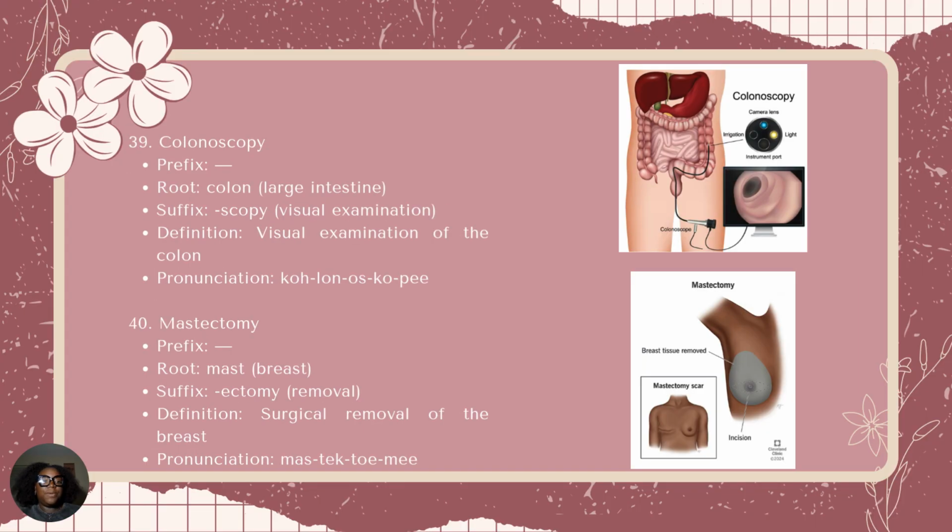And then we have a gastrectomy, which is a surgical removal of the stomach or part of the stomach. And gastro means stomach, and ectomy is removal. Next, we have a colonoscopy. This is a common procedure done to prevent colorectal cancer, and it's a visual examination of the colon. So colon is large intestine, and scopy is visual examination.